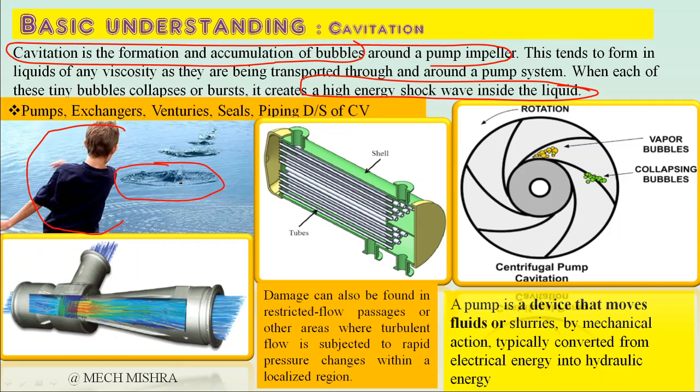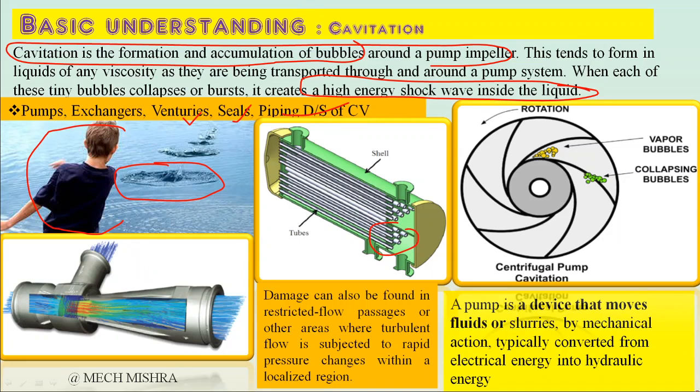So basically it happens in pumps most of the time. When we think of cavitation, the pump image comes to mind, but it also happens in exchanger tubes, tube IDs, and in venturies, because there is also a sudden change in the flow. It happens in mechanical seals and downstream piping of control valves. First of all, we'll see the pump.